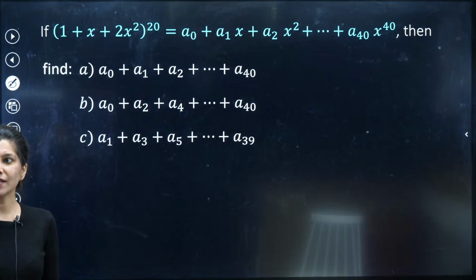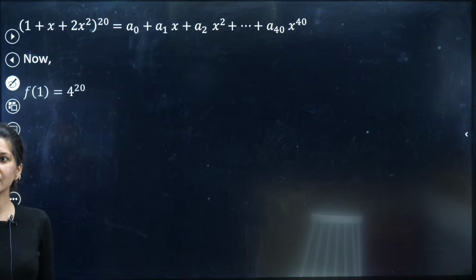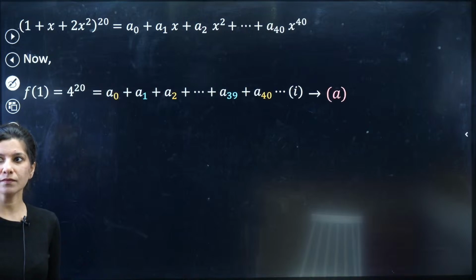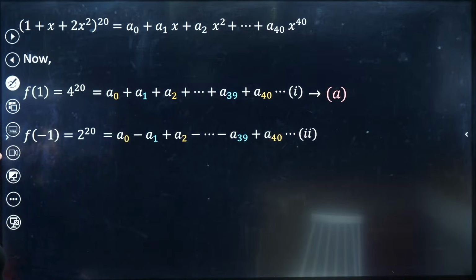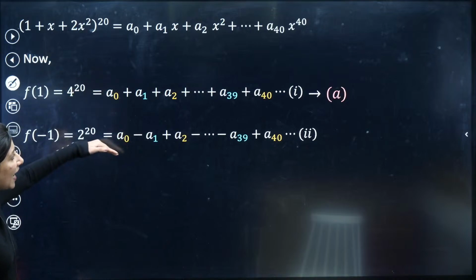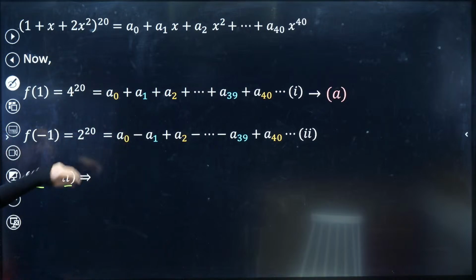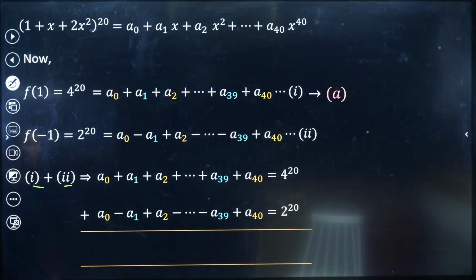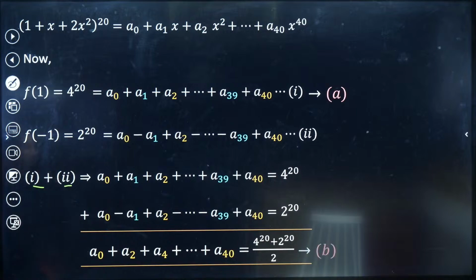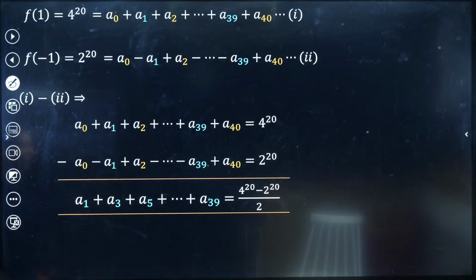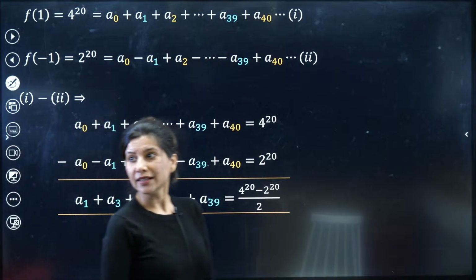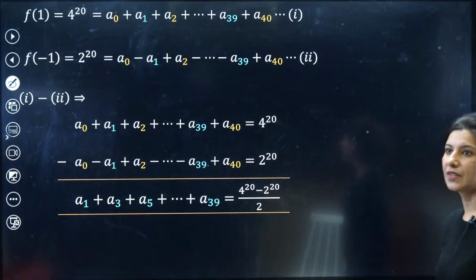Right? So let me just tell you how we achieve this. So yes, you put x equals 1, you get the sum. You put x equals minus 1, you get 2 raised to power 20 from here. You add these two equations 1 and 2, you will get option B. So 4 raised to power 20 plus 2 raised to power 20 by 2 is the final answer. This is your B. Now if you subtract 1 and 2, you will get your C part. That's it. Clear?